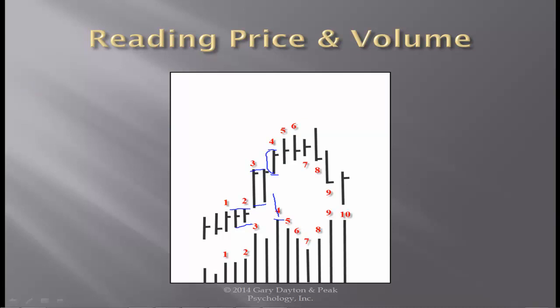Let's be clear on this, though, because this is really important. Look, on bar 3, we have this much volume, and we made this much progress. On bar 4, we actually have more volume than we have on bar 3, but we make only maybe a little bit more than half the progress that we made on bar 3. But it's on more volume. So that can only mean one thing, and that is that somebody's selling into the buying. Buyers are still in control because it's an up bar closing on its highs, compared to the last bar.